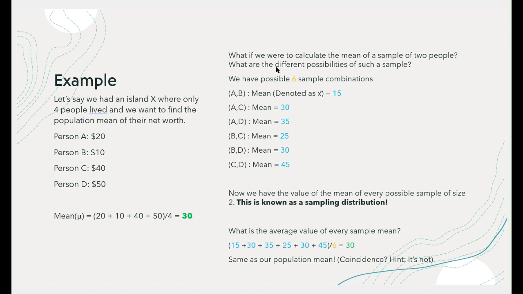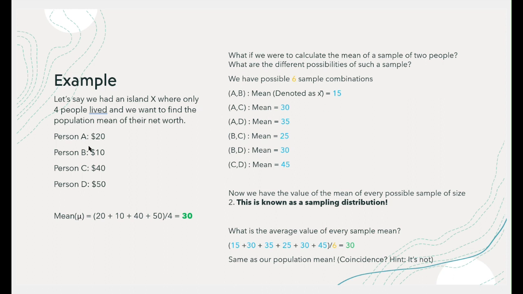Now let's for a second imagine we weren't able to calculate the population mean. Let's say we took a sample of two people out of these four people. What are all the different ways we can take two samples, right? We can take AB, AC, AD, BC, BD, CD. So there are six possible samples of size 2 that we could take. You could get this number by doing 4 choose 2 using combinatorics, but I laid them out so it's easier that way.